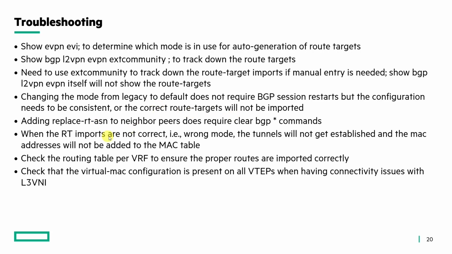And what happens when things aren't correct? Basically, you won't get tunnels established, and the MAC addresses won't be added to the MAC table. The routes won't exist in the VRF that you specified. Additionally, you want to check the routing table per VRF to make sure the routes are all imported correctly. You want to definitely make sure that the virtual MAC configuration is present on all VTEPs, and this is the case where you do have an L3 VNI. Otherwise, you'll have connectivity issues across the L3 VNI, which I actually ran into myself.